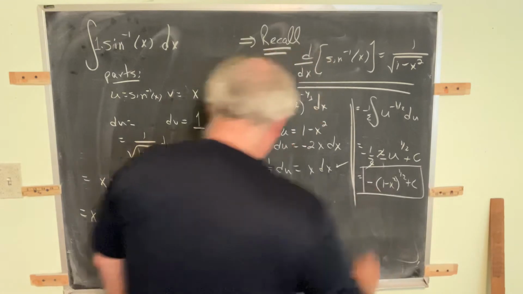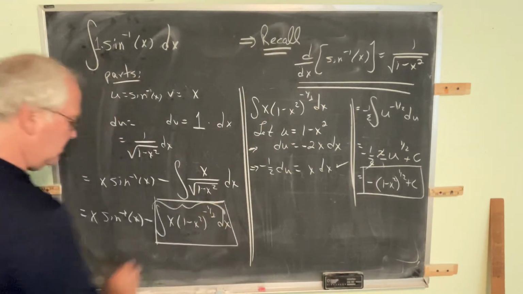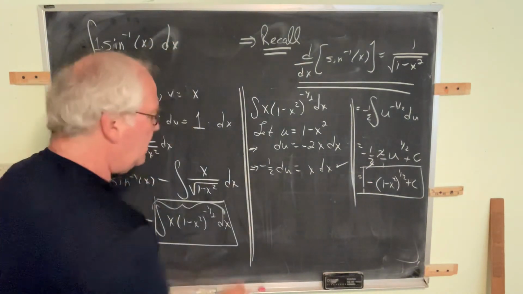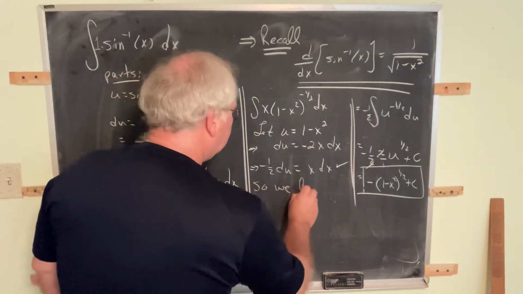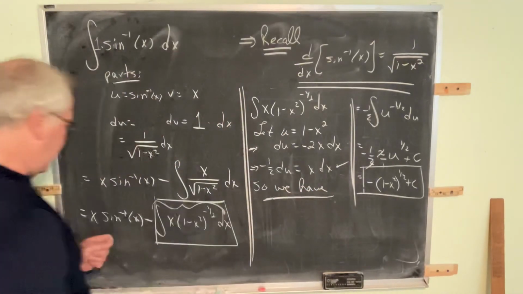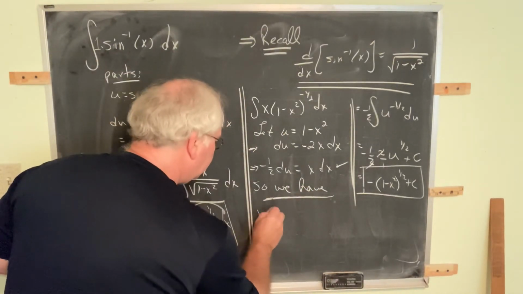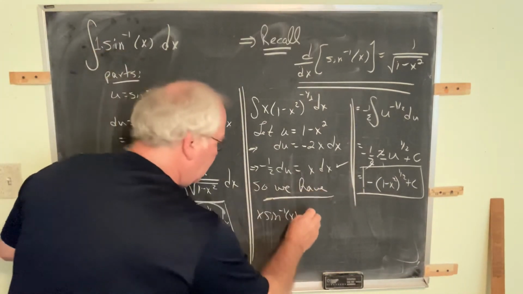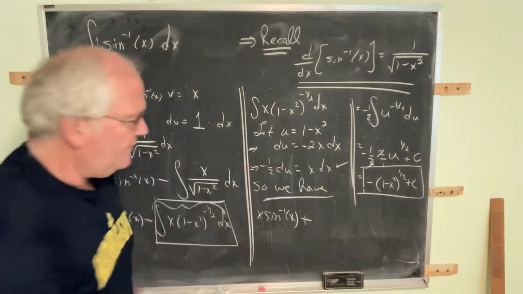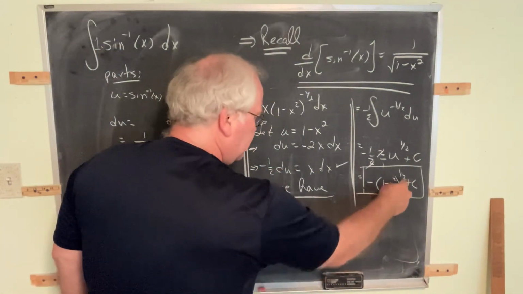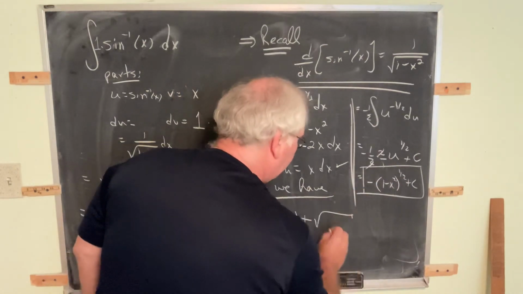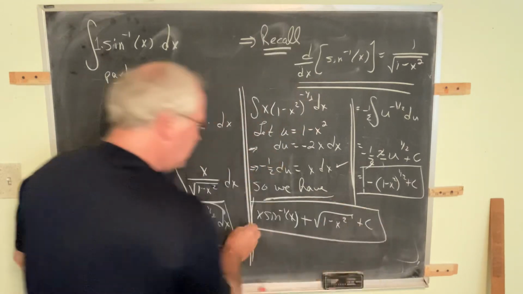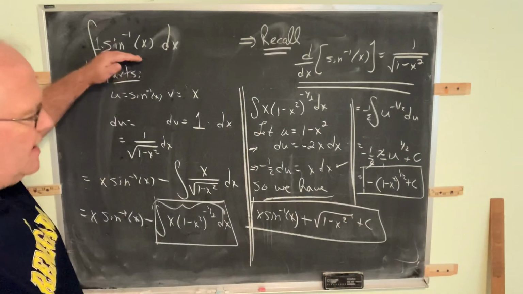So this is this integral. Notice this negative sign is still here, and so the result is: we have this piece, the x sine inverse, minus negative becomes positive, and then we have, you may write this with the square root or the 1/2 power, it doesn't matter. And so that's the antiderivative of sine inverse.